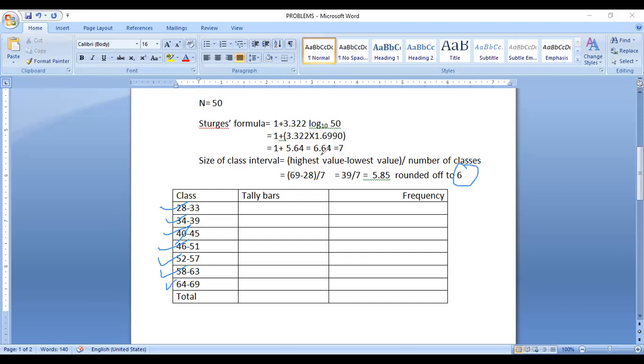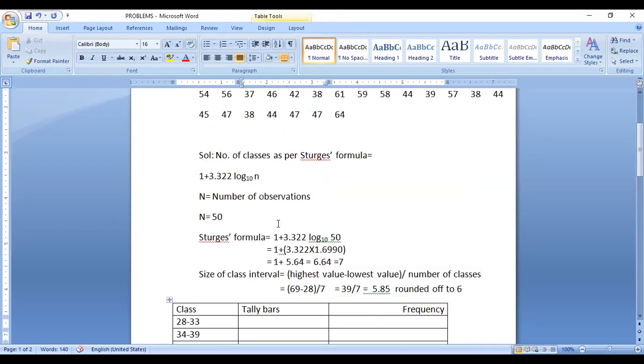So we started with 28, the lowest value, as the first class lower limit. 28 plus 6, 34. 34 plus 6, 40. 40 plus 6, 46. 46 plus 6, 52. 52 plus 6, 58. 58 plus 6, 64. And for the upper limits you also add 6: 33 plus 6, 39. 45 plus 6, 51. Plus 6, 57. Plus 6, 63. Plus 6, 69. So like this we have to arrange. And now we will look at tally bars.